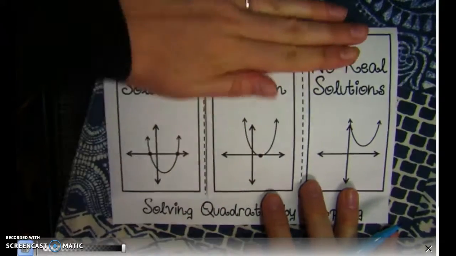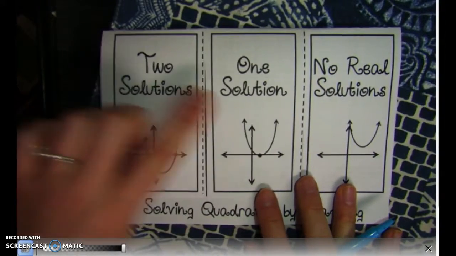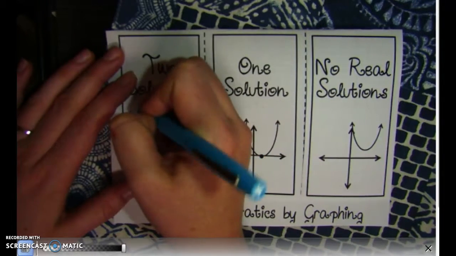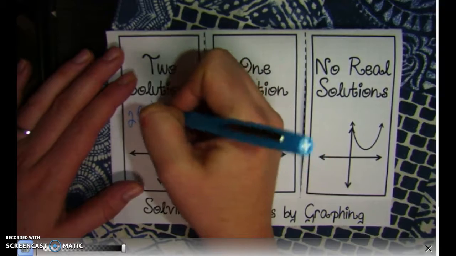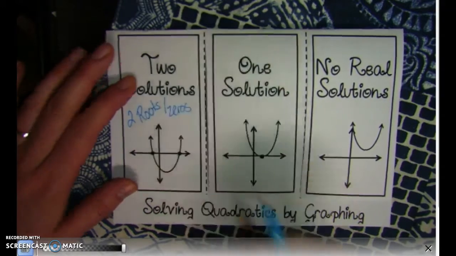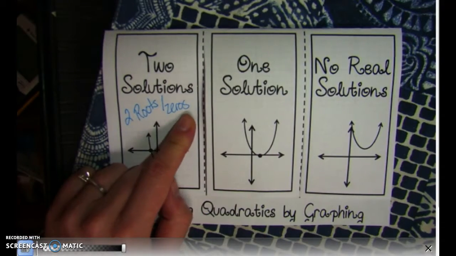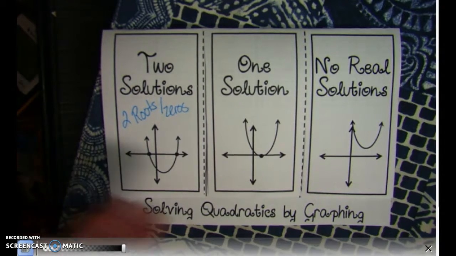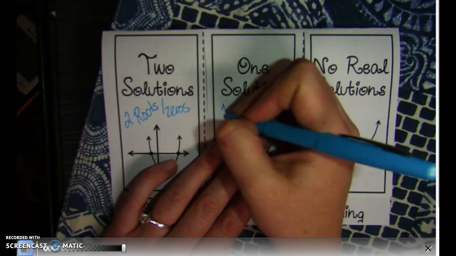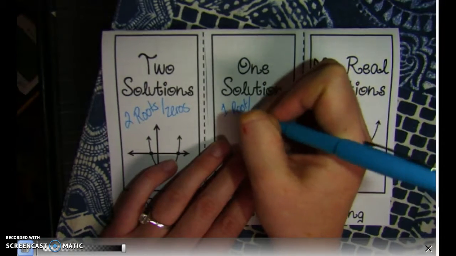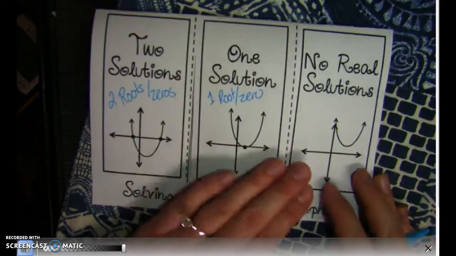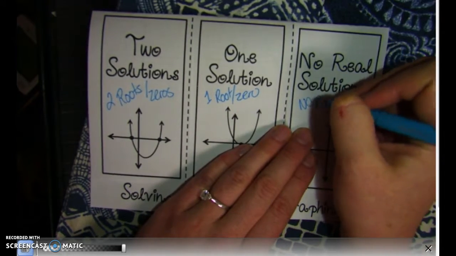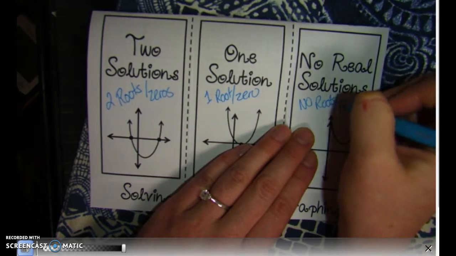So in a quadratic, we're going to deal with two solutions, one solution, or no real solutions. Two solutions means two roots, and remember, sometimes they use zeros. On the test, they use the term zeros more than roots, but I have seen them use it interchangeably. One solution, you would have one root or one zero. And what do you think no solution? You have no roots or zeros.